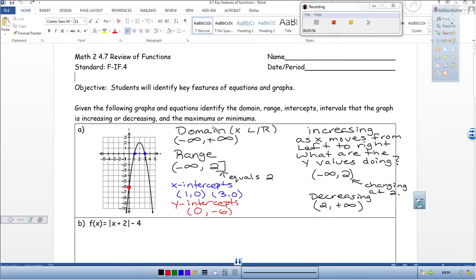Okay. Then we need to know about the max and min. We're looking at the vertex here. Is that the highest point or the lowest point on your graph? Highest point. So it's a maximum. So it'll either have a maximum or a minimum. It will not have both. So this one has a maximum and it's at the vertex of 2, 2. Any questions over that?